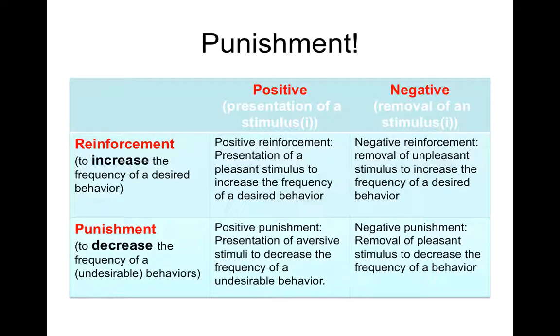Here's a summary table for you. When we say positive, that means we present some stimuli. When we say negative, we remove some stimuli to decrease or increase the frequency of behavior. Punishment is to decrease the frequency of undesired behavior. So when we say positive punishment, we present some aversive stimulus to decrease the frequency of an undesired behavior. When we say negative punishment, we remove some pleasant stimulus to decrease the frequency of a behavior.